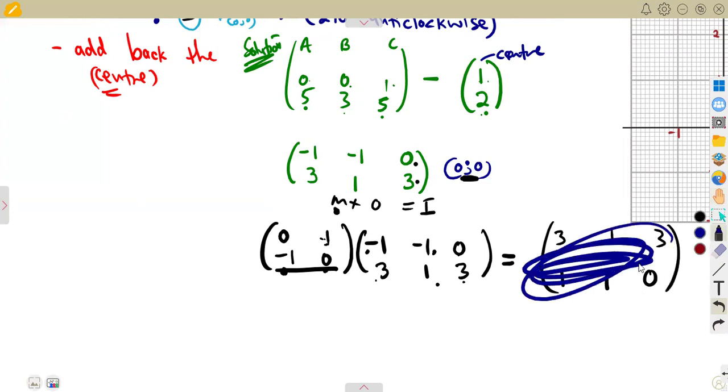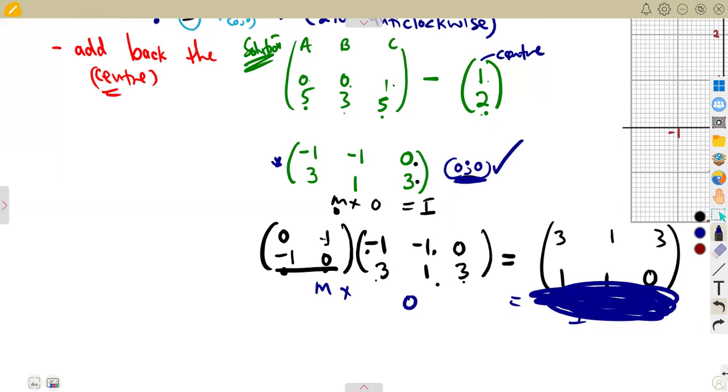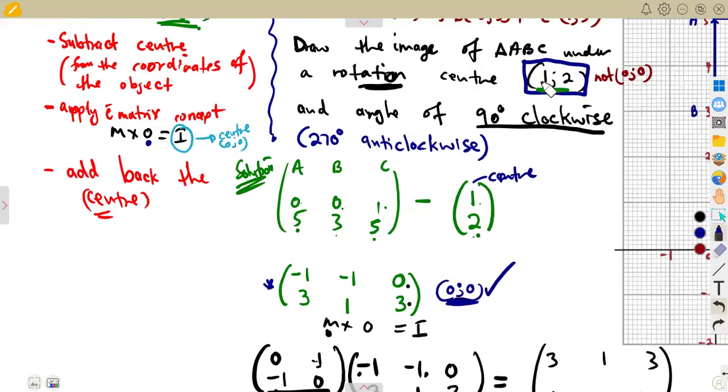In most cases, you are tempted to use this as your image. In most cases, guys, never be tempted, because this image that we are having, remember, it is from this object here, which was when you subtracted the center. You are still on the object, but only the object was shifted back to 0, 0. You are not at the image. The moment you multiply matrix to its object, you must obtain the image. So if the object was at 0, 0, it means these coordinates of the image are the coordinates of the image at center 0, 0. Not at the center that we are given, which is at center 1, 2. Us, we need the image when the center is 1, 2.